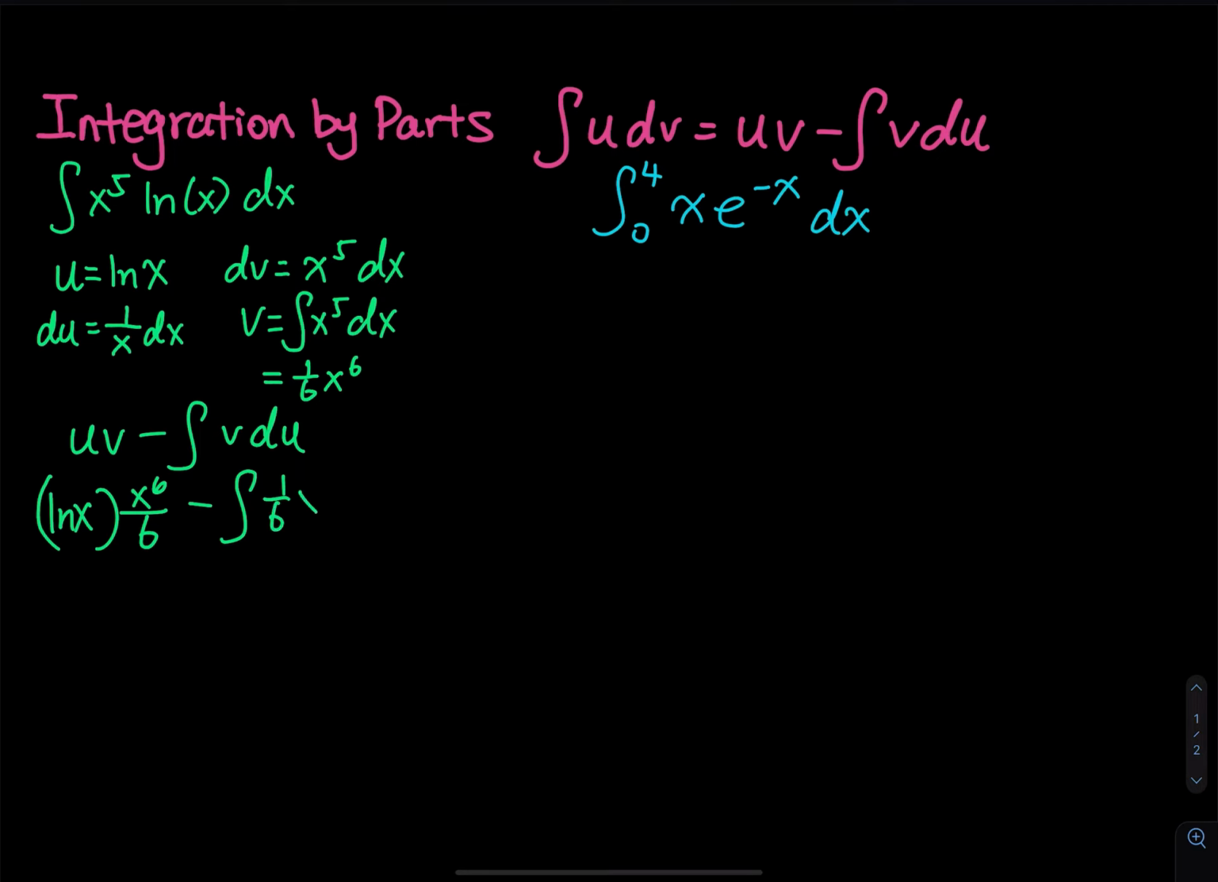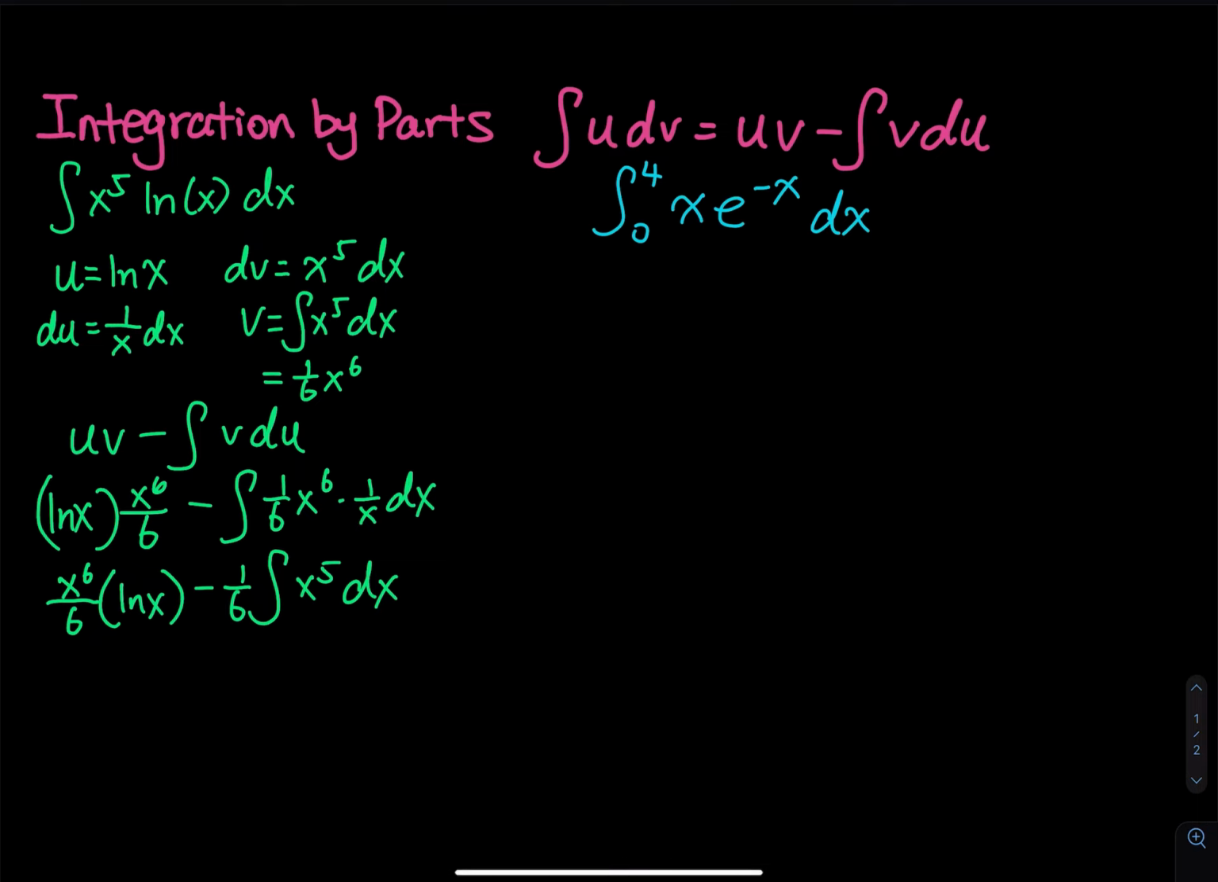So 1 over 6 x to the 6, and then the integral, and du is 1 over x dx, right? And then what is this? x to the 6 times 1 over x. Minus, so you have the 1 over 6, and then the x to the 6 becomes x to the 5th, and then dx. So now we can just integrate the x to the 5th very easily. So this is x to the 6 divided by 6 times ln x, and then minus x to the 6. 1 over 6 times 1 over 6 is 1 over 36. And then you add a c to it, and this is the answer.